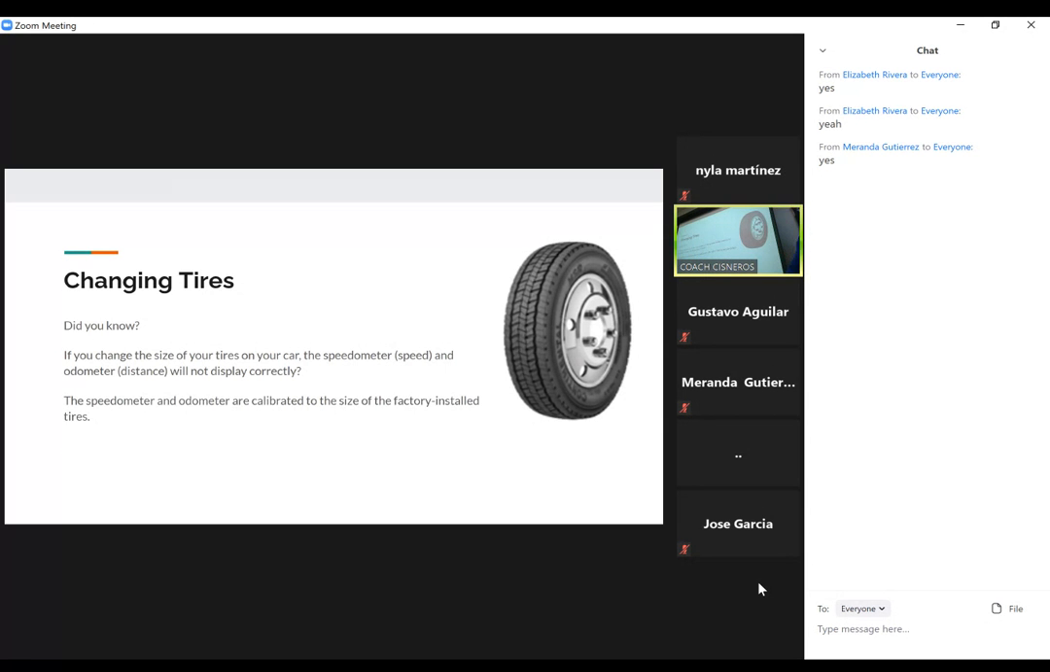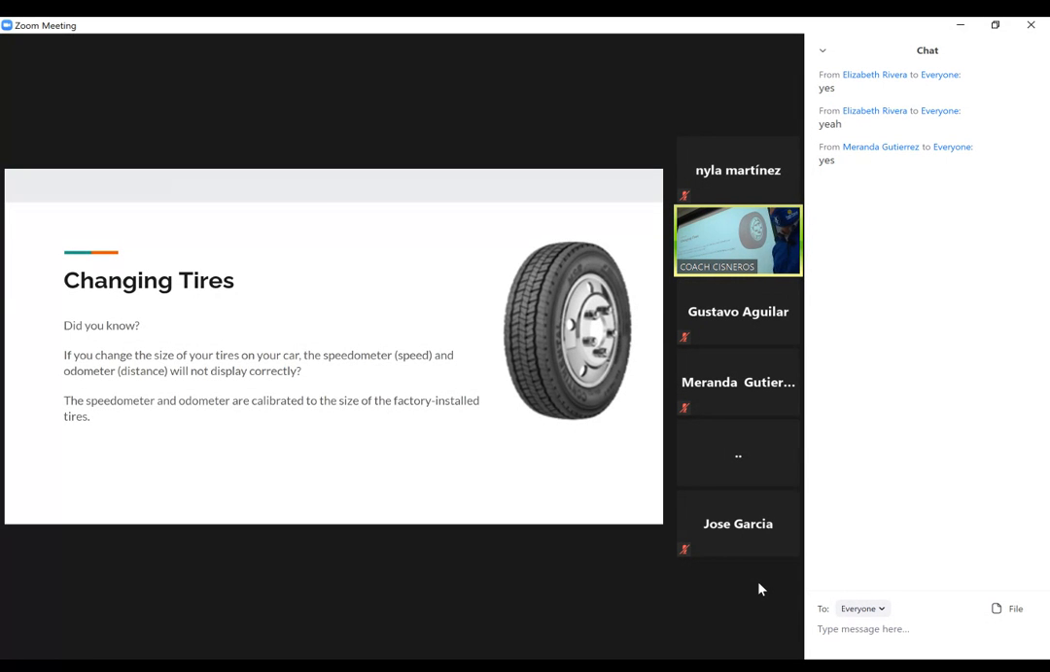And so this is really important, because people will be like, yeah, I'm going to go get some 22s on my truck. You have 22s? And what did you have originally? 18s? And so you didn't get it recalibrated?